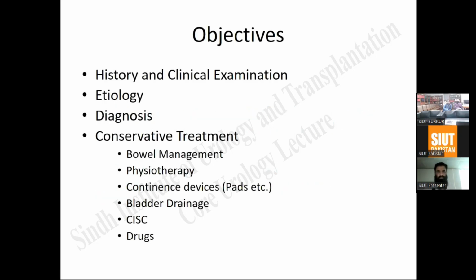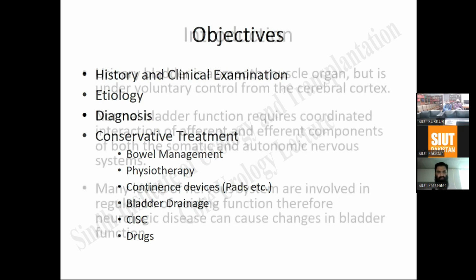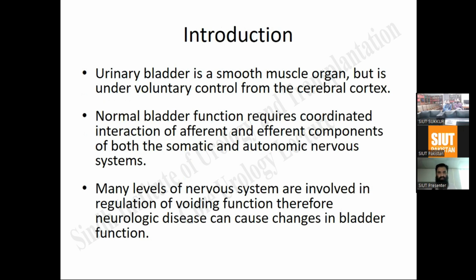So, the topic objectives are history and clinical examination, etiology, diagnosis, and the conservative treatments. We are starting from the introduction. The human bladder is a smooth muscle organ under voluntary control from the cerebral cortex. Normal bladder function requires coordination between the afferent and efferent components and both the somatic and autonomic nervous systems. Many levels of the nervous system are involved in regulation of bladder function. Therefore, neurologic disease can cause changes in bladder function.